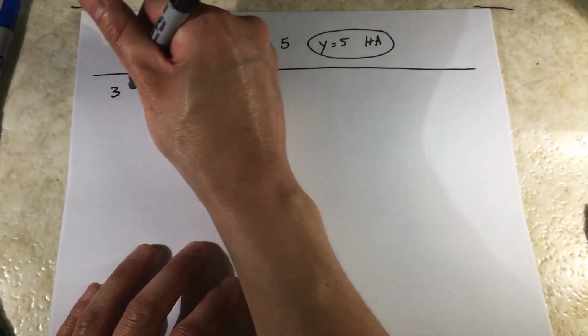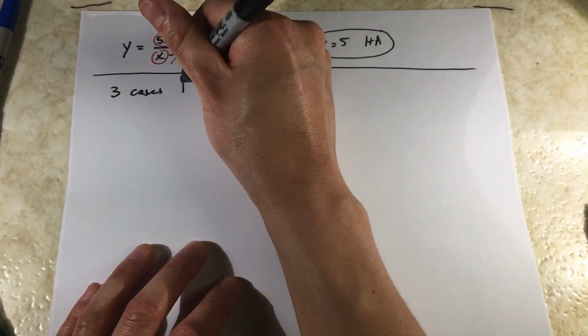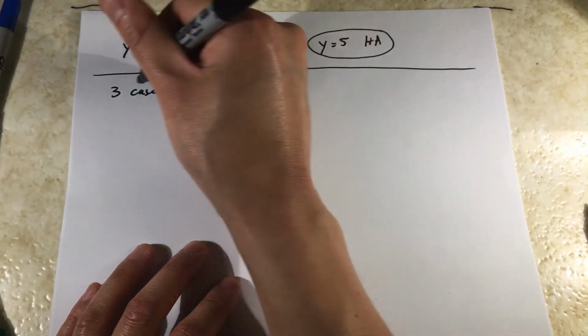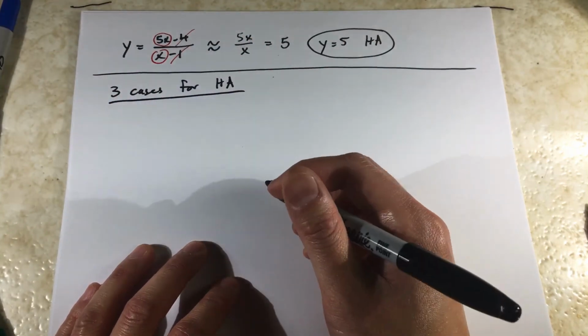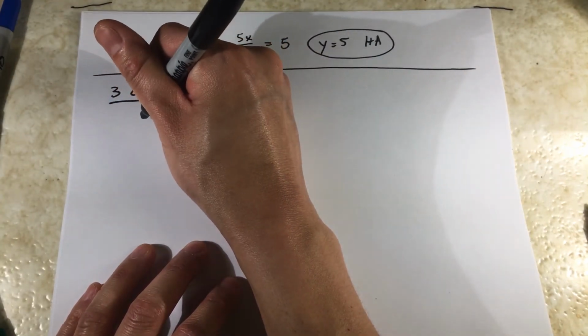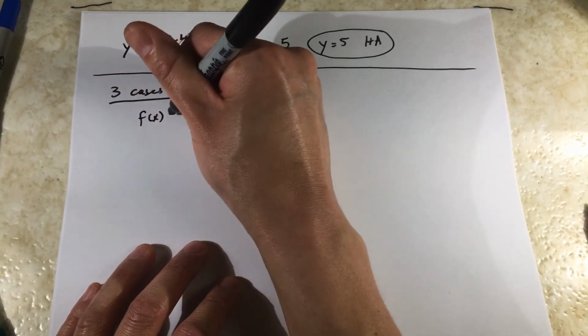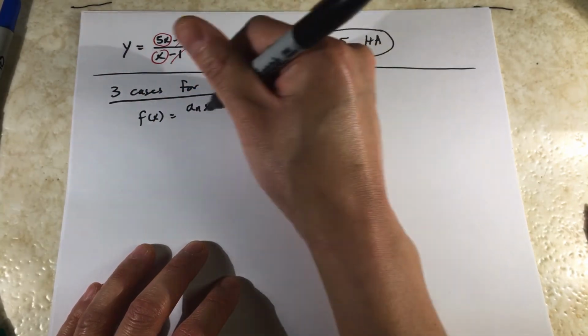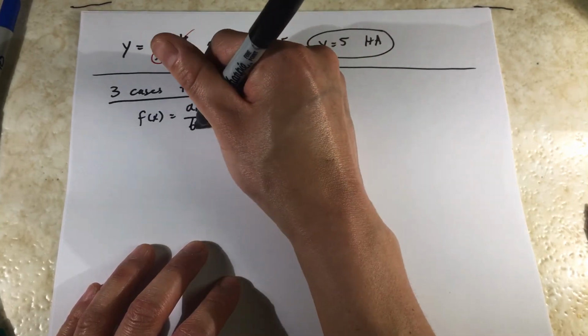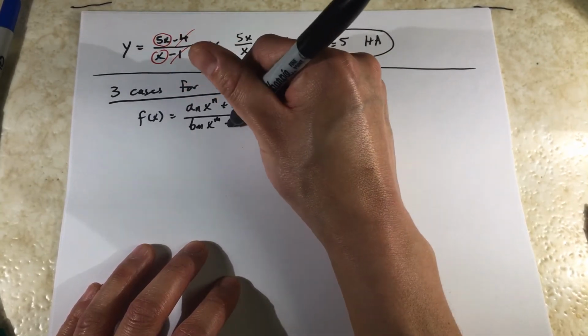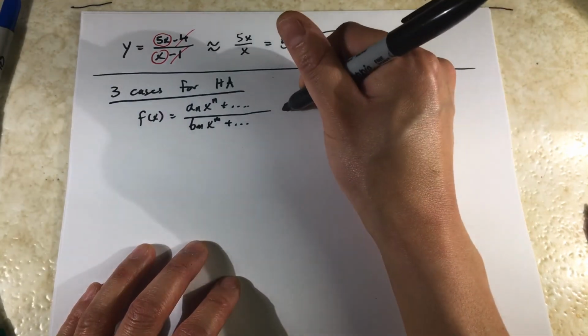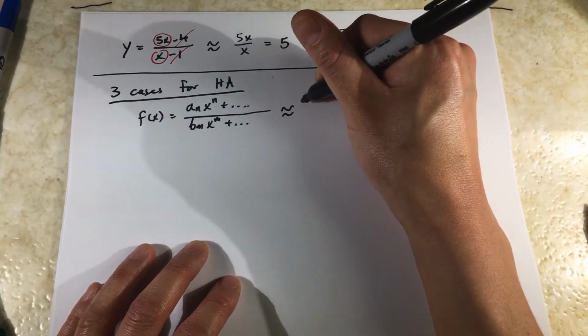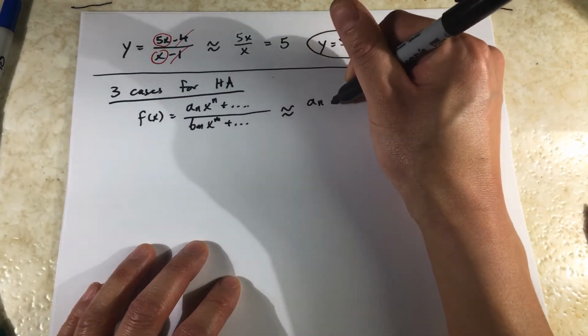So there are 3 cases for the horizontal asymptote that you have to be aware of. Let's say we have some function f of x, which you can write as a_n x to the n, plus all these other terms, over b_m x to the m, plus a bunch of other terms. We're going to approximately say this is equal to just the highest order term.